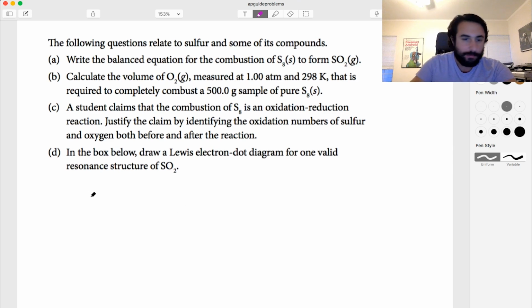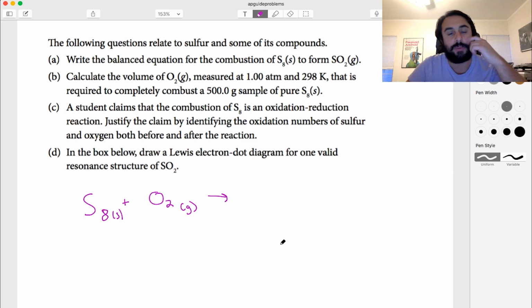So this is pretty easy. We've got S8. And so combustion, whenever we hear the word combustion, we know that we are reacting with O2, right? So let's put solid there, and we'll put gas there. And so if we are combusting sulfur with oxygen, it's telling us we're going to get SO2 gas. So that's the equation.